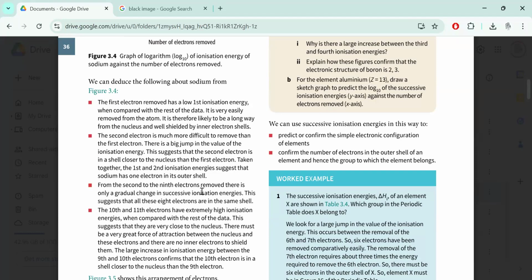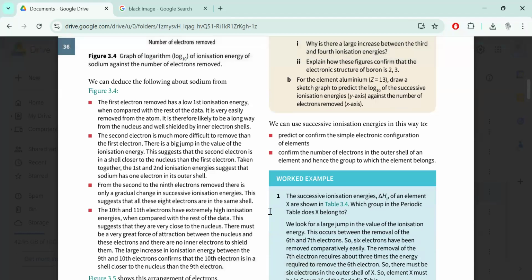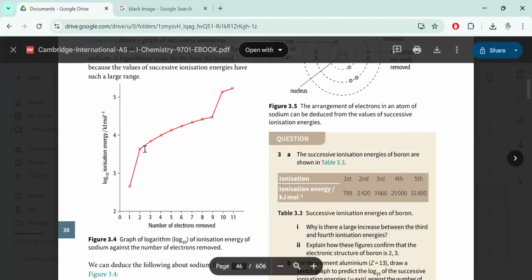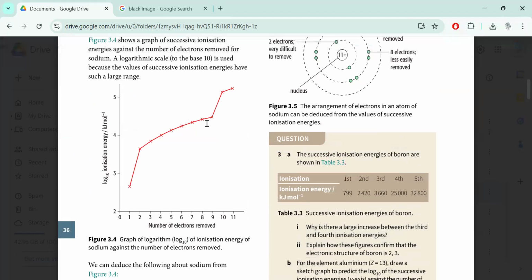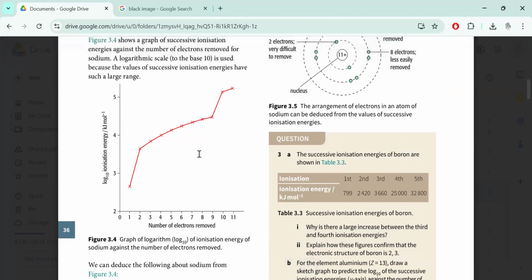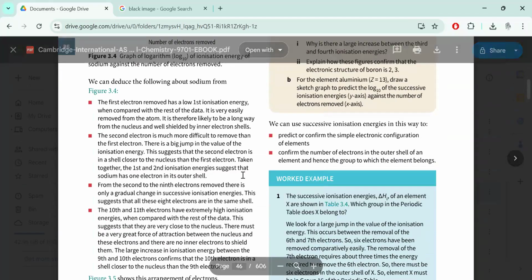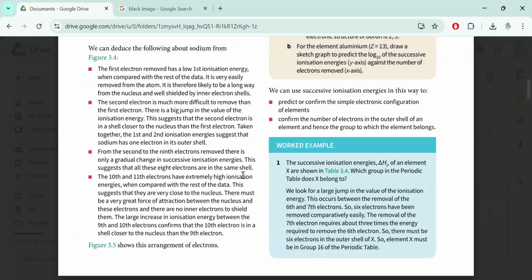From the second to the ninth electron removed, there is only a gradual change in successive ionization energies. This suggests that all these 8 electrons are in the same shell. As you can see, 1, 2, 3, 4, 5, 6, 7, 8. These 8 are in the same shell, which is the second shell. So we have 2s2 and 2p6, right? Because they are in the same shell, there isn't a big leap. That's why there isn't a significant change in the ionization energies.